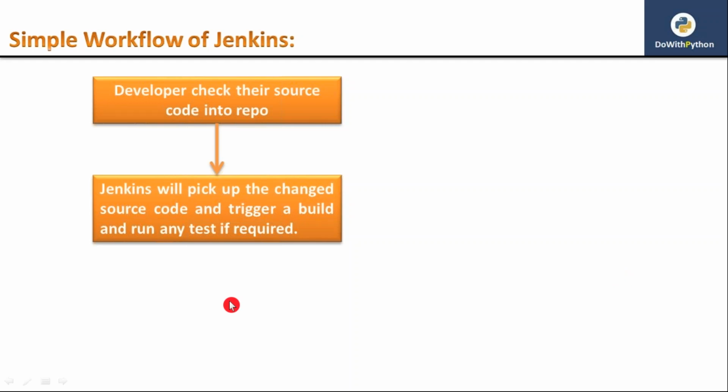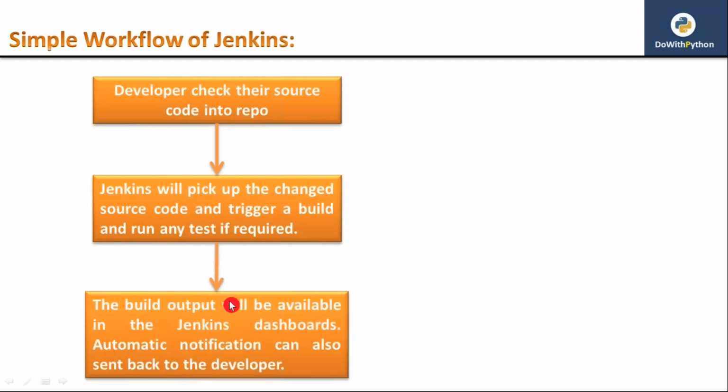And from there, if you write some code or options in your Jenkins to deploy and test it, it will do that action as well. The build output will be available in the Jenkins dashboard. Notifications can also be sent automatically to the developer in case of any failure, or even for success. You can set some configuration so that the mail is sent to your developer team.